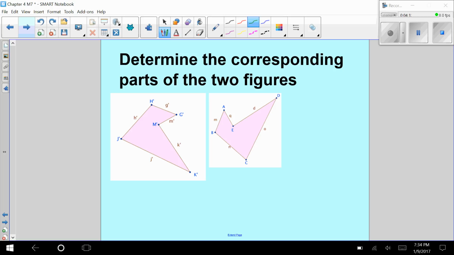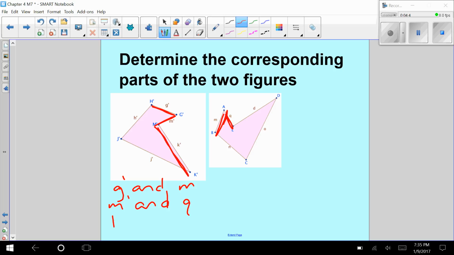Try this on your own. All right, to do this, these ones are labeled for us. Let's start with G prime. G prime goes with M right here. You kind of have to turn it in your mind to make them line up. So let's go M prime goes with this guy right there, Q.